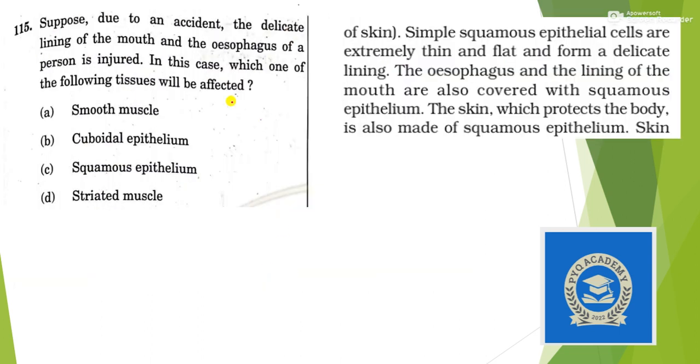Next, suppose due to an accident, the delicate lining of the mouth and esophagus of a person is injured. In this case, which one of the following tissues? So this question is from the tissue chapter of class 9. You can see here, simple squamous epithelial cells are extremely thin, flat, and form a delicate lining. The esophagus and the lining of the mouth are also covered with squamous epithelium. So the answer here is option C.